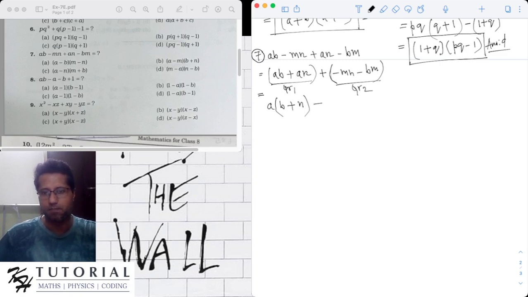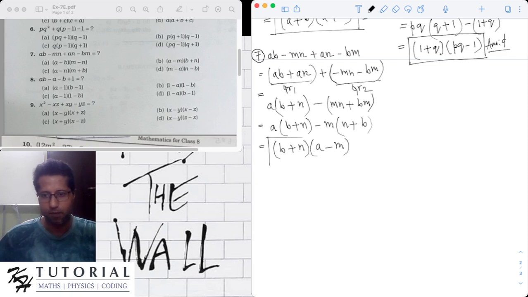Let's rewrite the second group. Let's take minus 1 as common factor from all the terms in group 2, and we get minus (MN plus BM). So this is equal to A multiplied by (B plus N) minus, now I will take M as common factor from all the terms of group 2. So we get M multiplied by (N plus B). Now we can see that B plus N is the common factor of both the groups. So the final factorization will be (B plus N) multiplied by (A minus M).